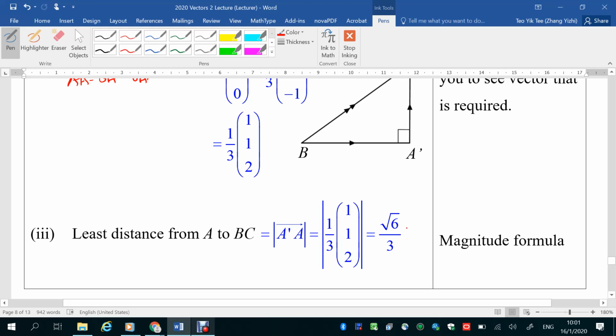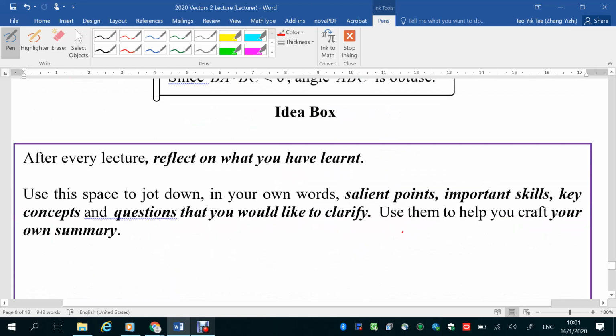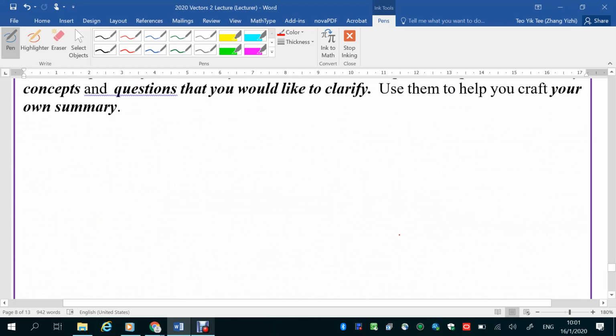Okay, so congratulations. You have completed your chapter 2. But I want you to write something in your idea box. This idea box is seldom used, but in this chapter, this becomes very critical. Can you please write down the 3 key uses for your dot product? Before you write down, can you think through? Anyone can tell me what are the 3 key usages of your dot product?